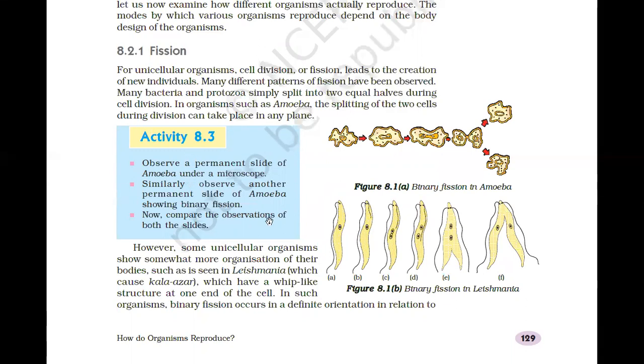Activity 8.3. Observe a permanent slide of amoeba under a microscope. Similarly, observe another permanent slide of amoeba showing binary fission. Now compare the observations of both the slides.